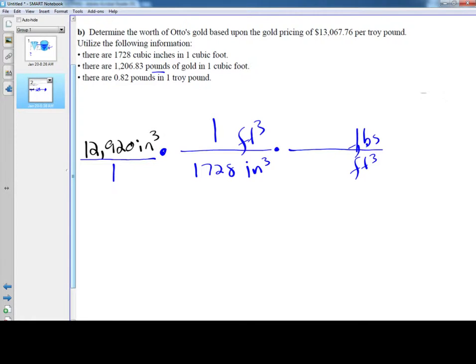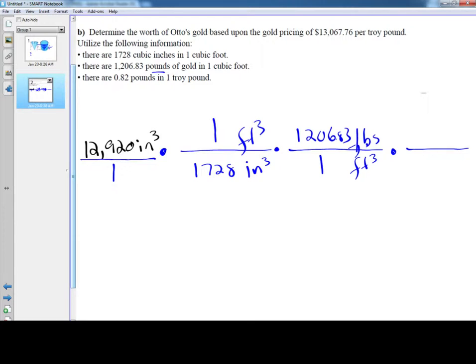And it says there are 1206.83 pounds in 1 cubic foot. Are you guys checking that real quick? Making sure I'm getting my numbers in there correctly? No, I can't see it. Says there are 1206.83 pounds of gold in 1 cubic foot. So there it is.